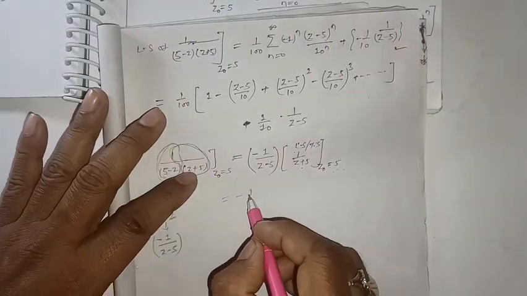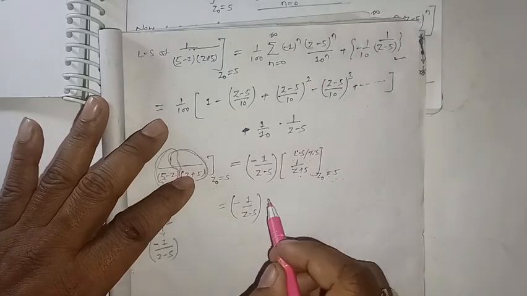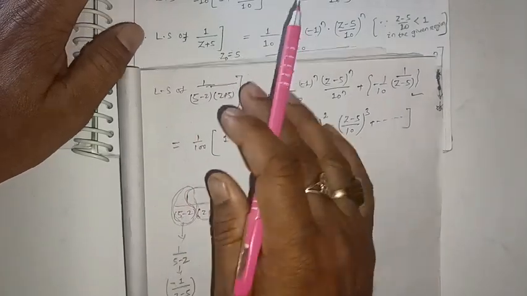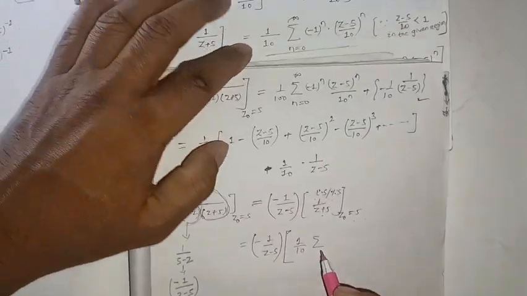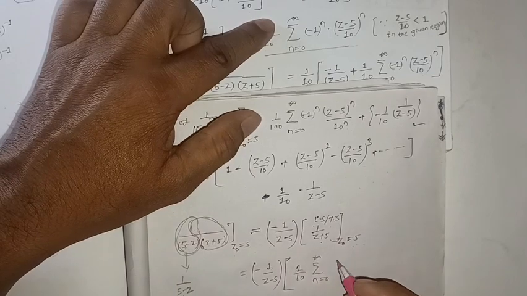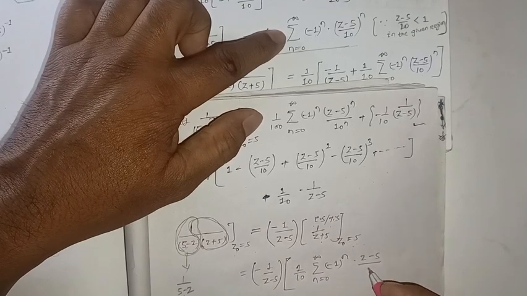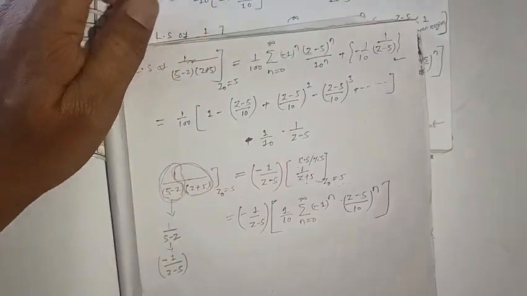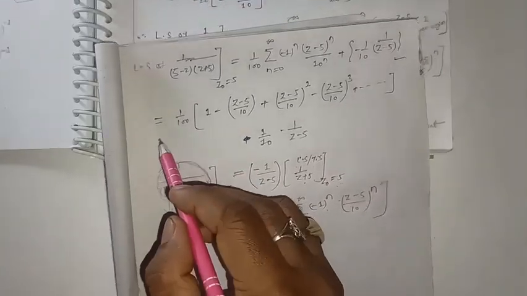So here we found minus 1 by z minus 5, and then the Laurent series of 1 by z plus 5 about z0 equal to 5. This one I have to write as 1 by 10 summation over n equal to 0 to infinity of minus 1 to the power n into z minus 5 by 10 to the power n. Okay, the same thing has been written over here. Now I am going to just expand it. Then after multiplication, we can find this series.